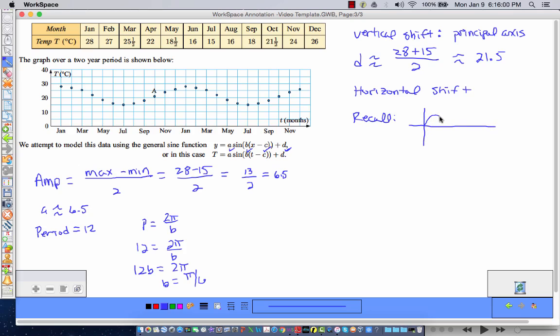It looks like this, starting at 0. But if we shift it to the right a little bit, it might look like this, and then if we continued it forever and ever, it would look like that. So what happened here is the blue graph shifted this far to the right to start the pink graph. And if I can find that distance, that is the horizontal shift.